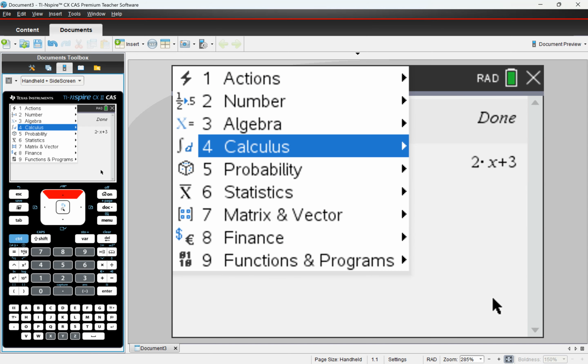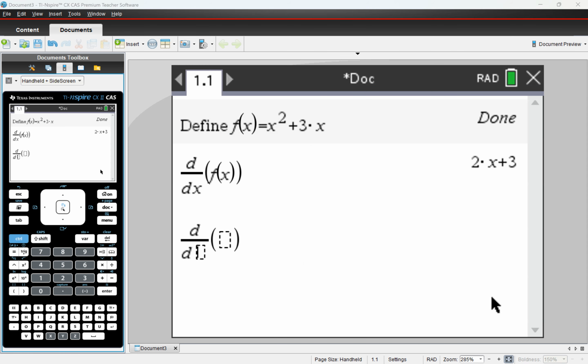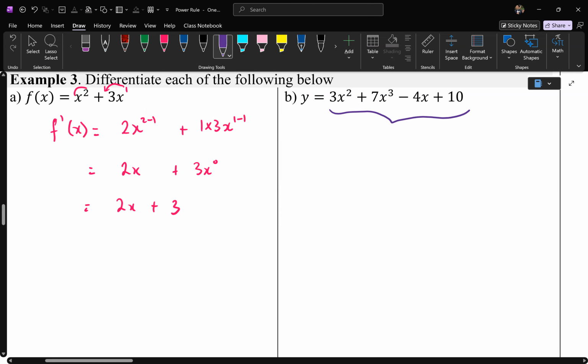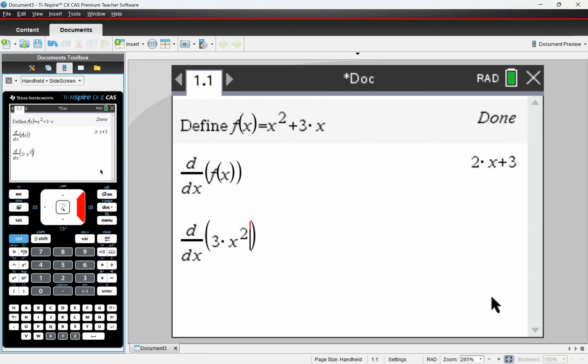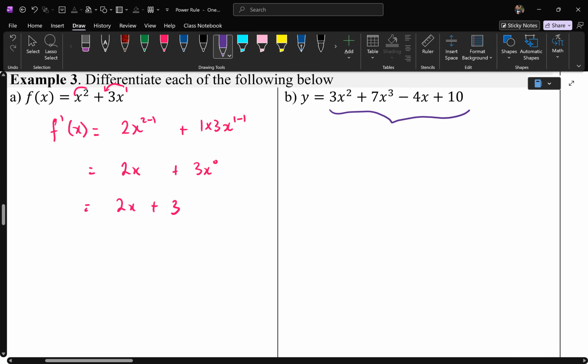Menu, calculus, derivative, number 1, so menu 4.1. x on the bottom. Inside the brackets, I'm typing the equation: 3 times x squared plus 7 times x cubed minus 4 times x plus 10. This is what the derivative should end up being: 21x squared plus 6x minus 4. Let's see if we get the same answer using the rules. So let's practice.